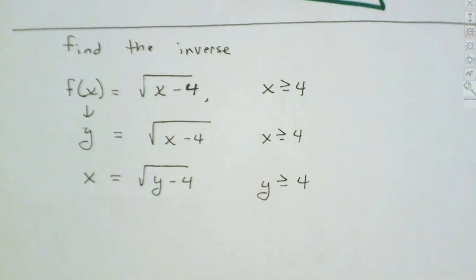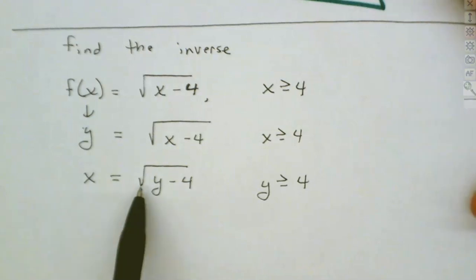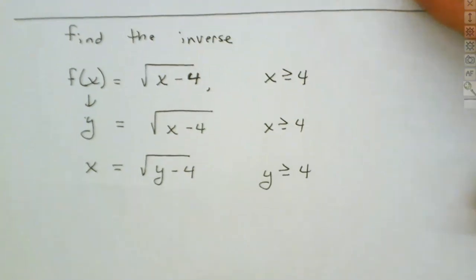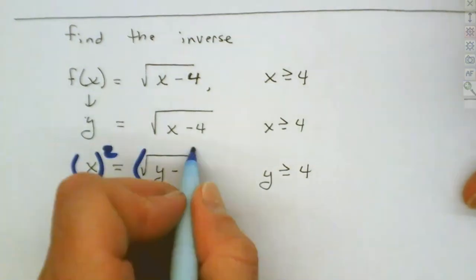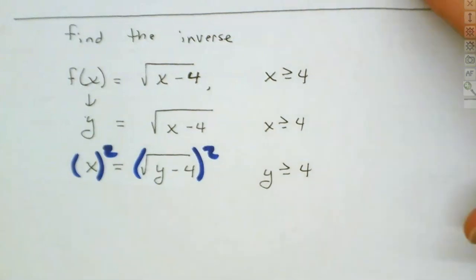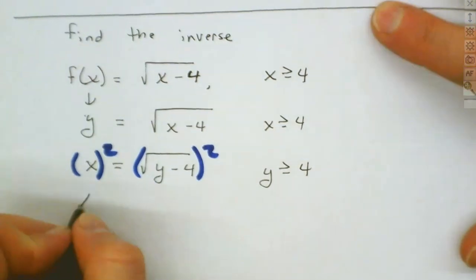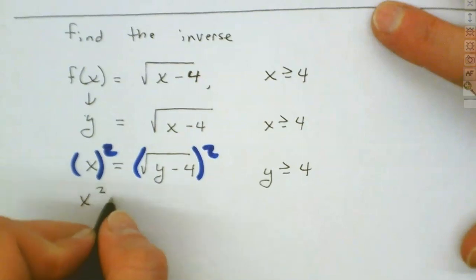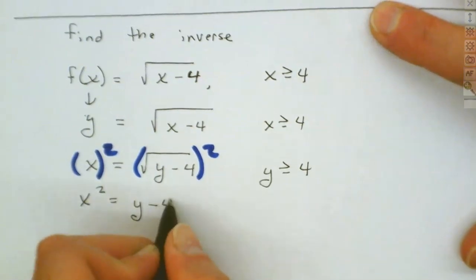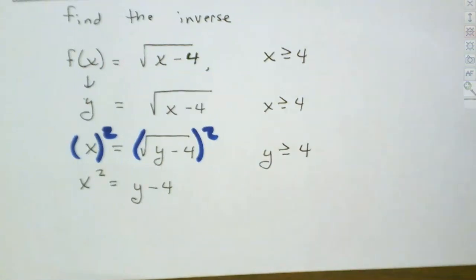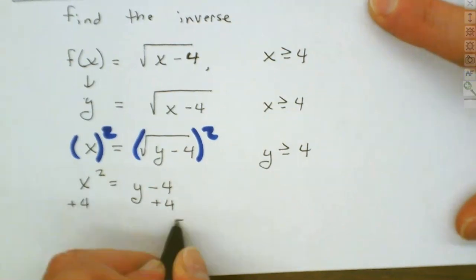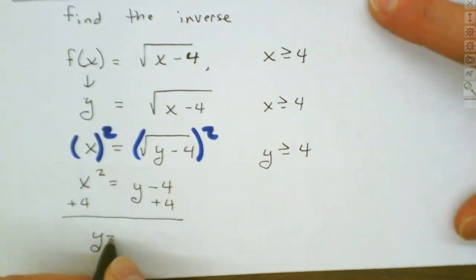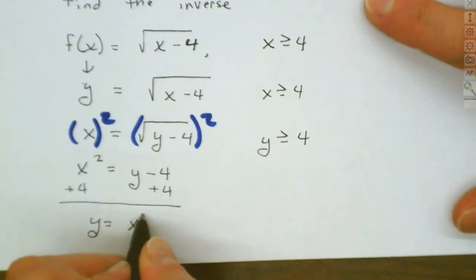How would we finish this out? Well, how do we get rid of a square root? We have to what? Square. So we're going to square both sides. And what does that leave you with when you square both sides? Well, that leaves you now with x squared equals y minus 4, right? We need to go ahead and solve this for y. So we'll add our 4 to both sides. And that now leaves you with y equaling x squared plus 4.